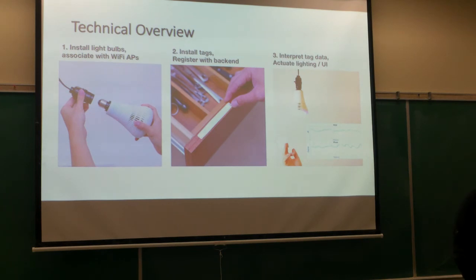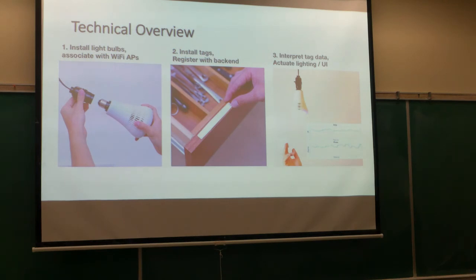have to associate them with a Wi-Fi access point in your home, so that they can send their data to a centralized location. The second is you want to install these tags that I mentioned earlier. There are places that you might want to sense. You can install them at different places of interest in your home.